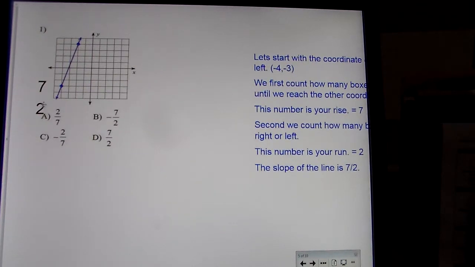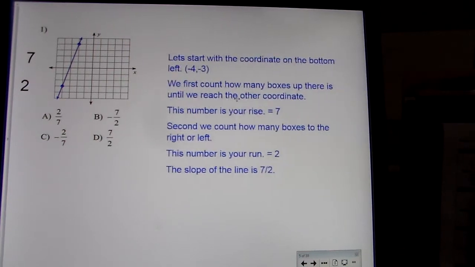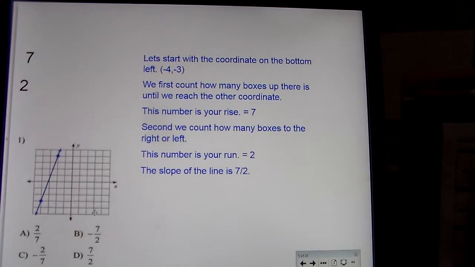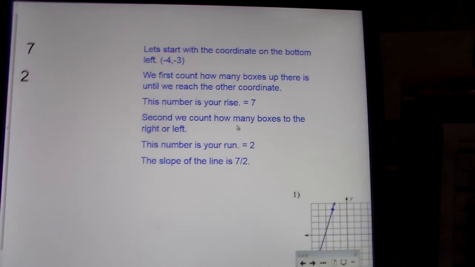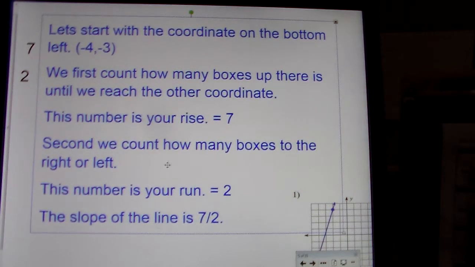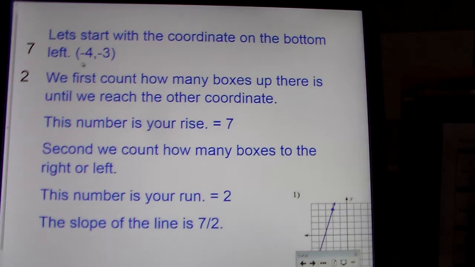Now let's look at this same picture, but with words. Let's start with the coordinate on the bottom left, which is the -4, -3. I could actually make these words even bigger. So in words, what just happened? We're going to start with the coordinate -4, -3. We first count how many boxes up there is until we reach the same height as the other coordinate, to be more specific. This number in this case is your rise, which equals 7 in this problem.